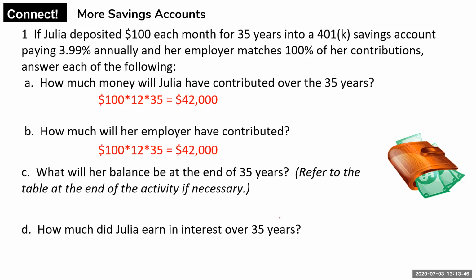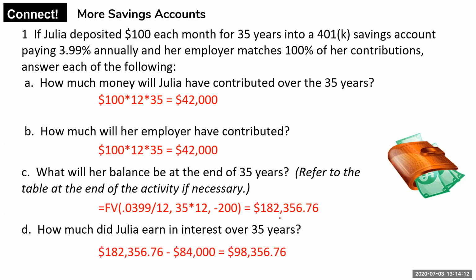Now, what will her balance be at the end of 35 years? And this is where we use the FV function. So we have to use the FV function in Excel, and Excel will give us how much will be in the account at the end of the period. How much did Julia earn in interest over 35 years? So now, how much Excel gives you minus Julia's contribution together with that of the company, all right? And this is just interest on the account at the end of 35 years.